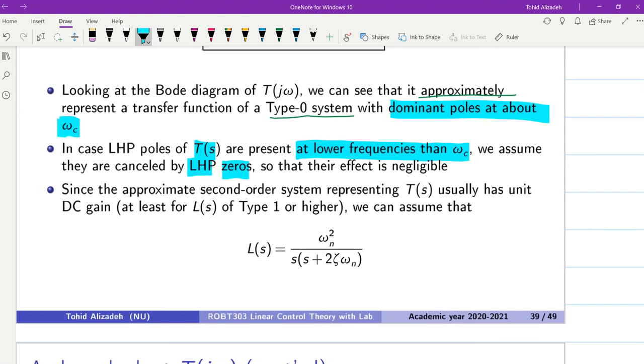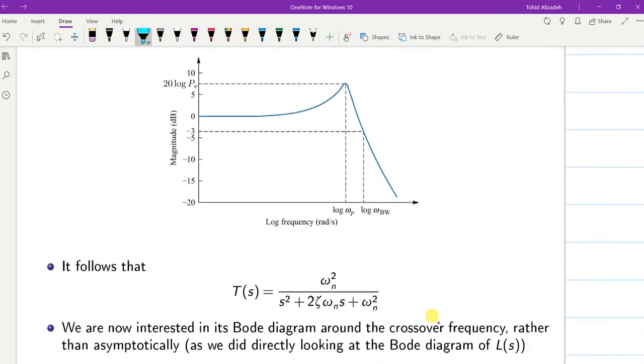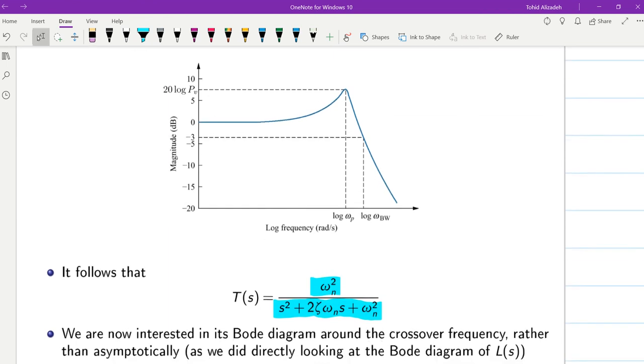And now, since the approximate second order system representing T of S usually has a unit DC gain, at least for the type 1 or higher systems, we can assume that the underlying open loop system, the L of S that we have, is in the form of omega n squared over S times S plus 2 zeta omega n. And this will give us the transfer function for T of S as a second order system, omega n squared over S squared plus 2 zeta omega n S plus omega n squared, for which we can draw the Bode plot for the amplitude as you can see over here.